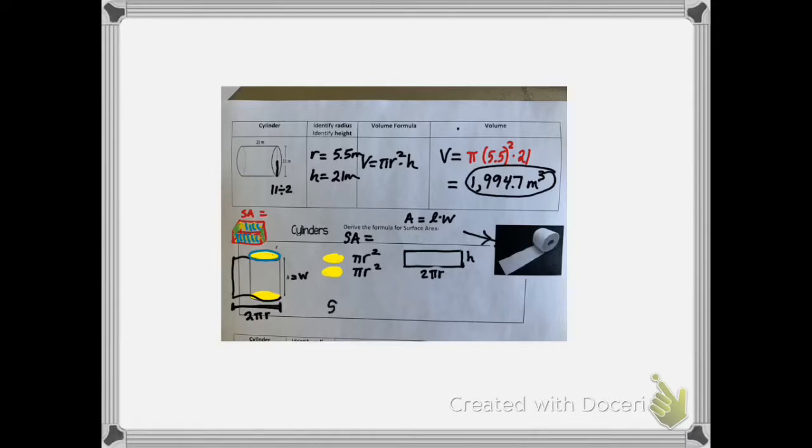So the total surface area, it's made up of 2 circles, right? So both of these together, pi r squared plus another pi r squared is 2 pi r squared. And then I also have to add this piece, right? So how do I find the area of this? I multiply these 2 numbers together, length times width. So 2 pi r times h. Here's my formula for surface area. So we need the radius and we need the height. And therefore we could find the surface area with those 2 measurements.